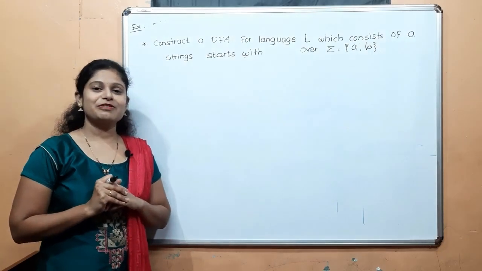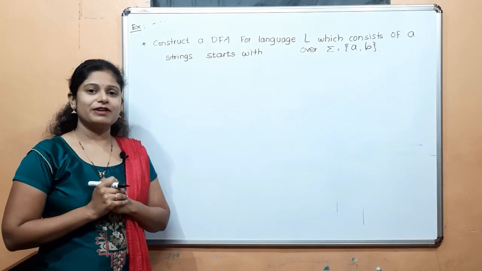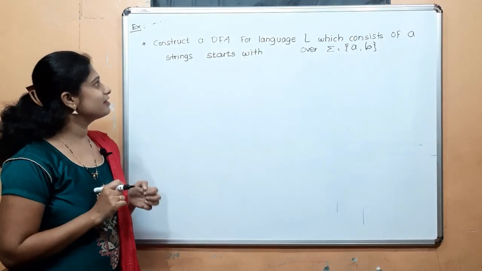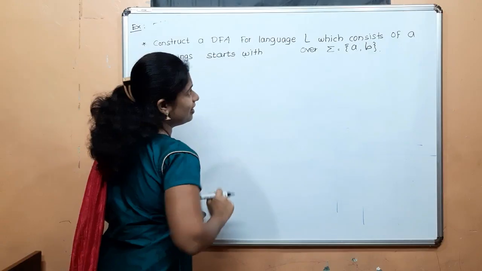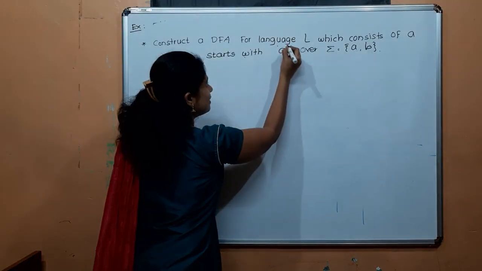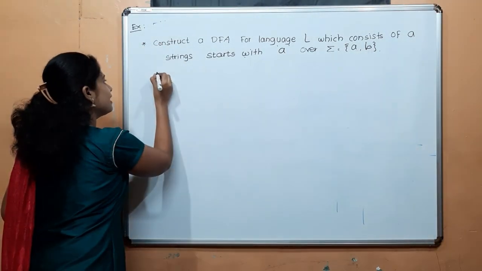Hi students, today we will discuss the DFA and the examples of a DFA which are asked on exams for 5 marks. Okay, first we see the examples. Construct a DFA for language L which consists of strings that start with the single symbol A, over the alphabet {A, B}. Now here first we have to write the language.